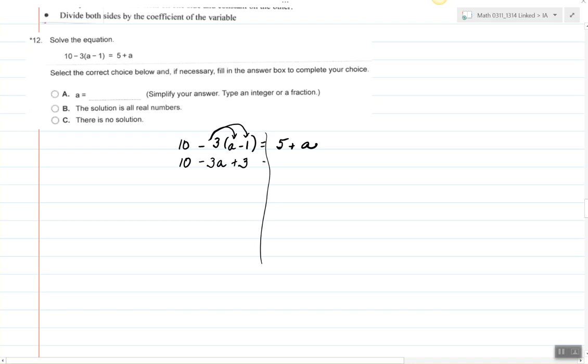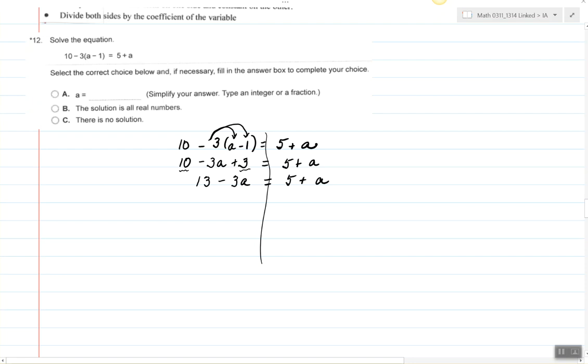Can I simplify a little more on the left-hand side? Yes, I have like terms. So I have a 10 plus a 3 is 13 minus 3a. It took me 2 steps, but I simplified the left side. The right side cannot be simplified, so I just copy it down because every line of my equation has to have a left side, an equal sign, and a right side.